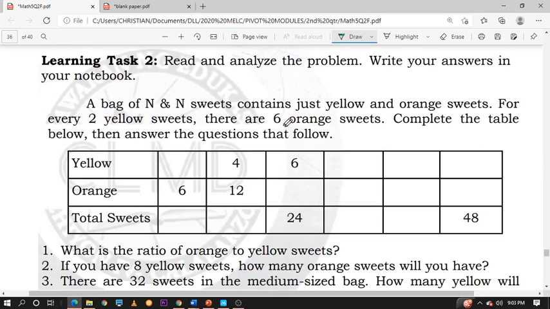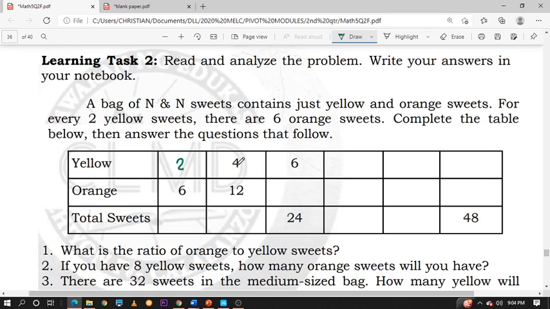Sa learning task 2, read and analyze the problem. So, a bag of N&N sweets contains just yellow and orange sweets. For every 2 yellow sweets, there are 6 orange sweets. Complete the table below, then answer the questions that follow. So, for every 2 yellow, meron tayong 6. So, kung siya ay madodoble, ang yellow, madodoble din yung orange. So, 2 times 2 is 4. 6 times 2 is 12.